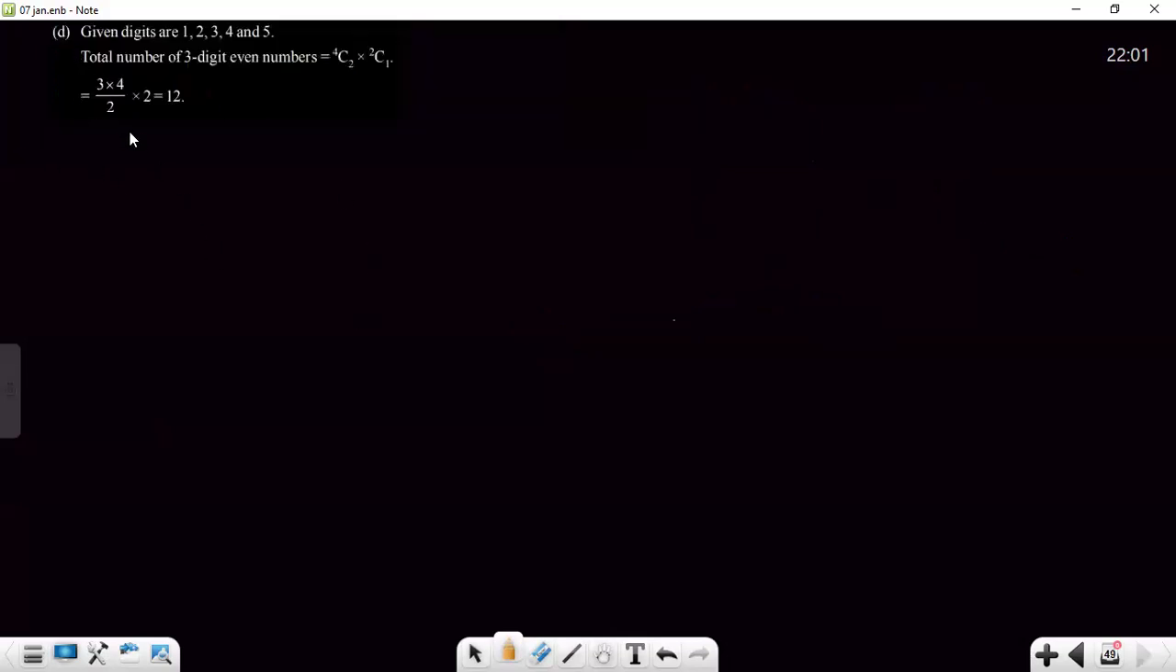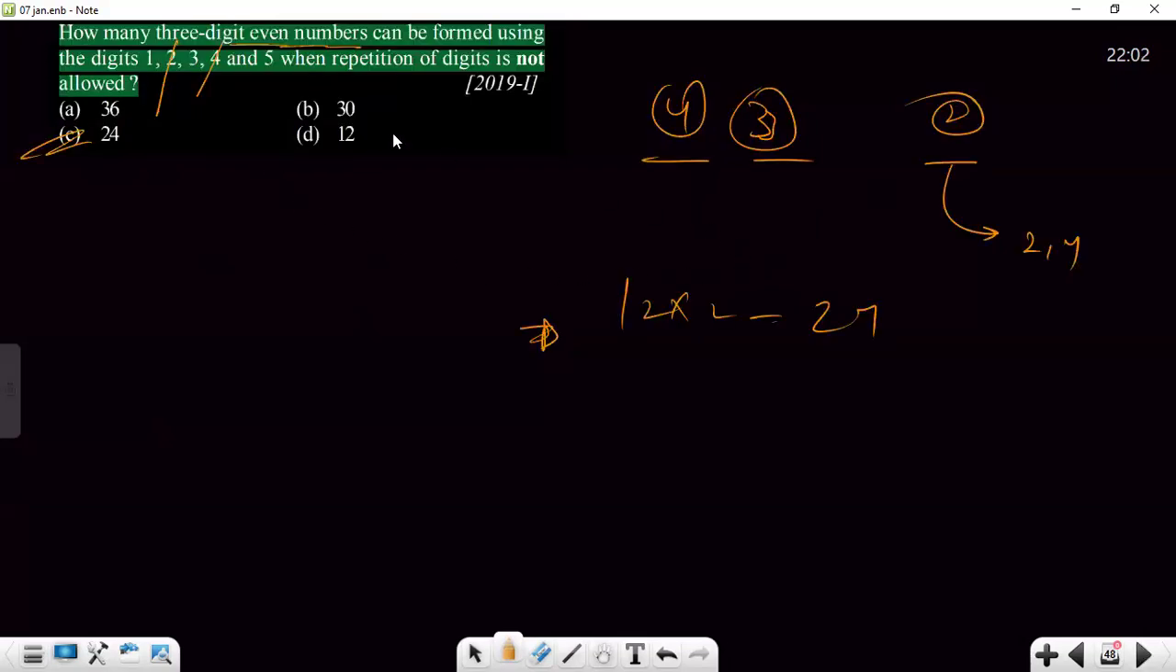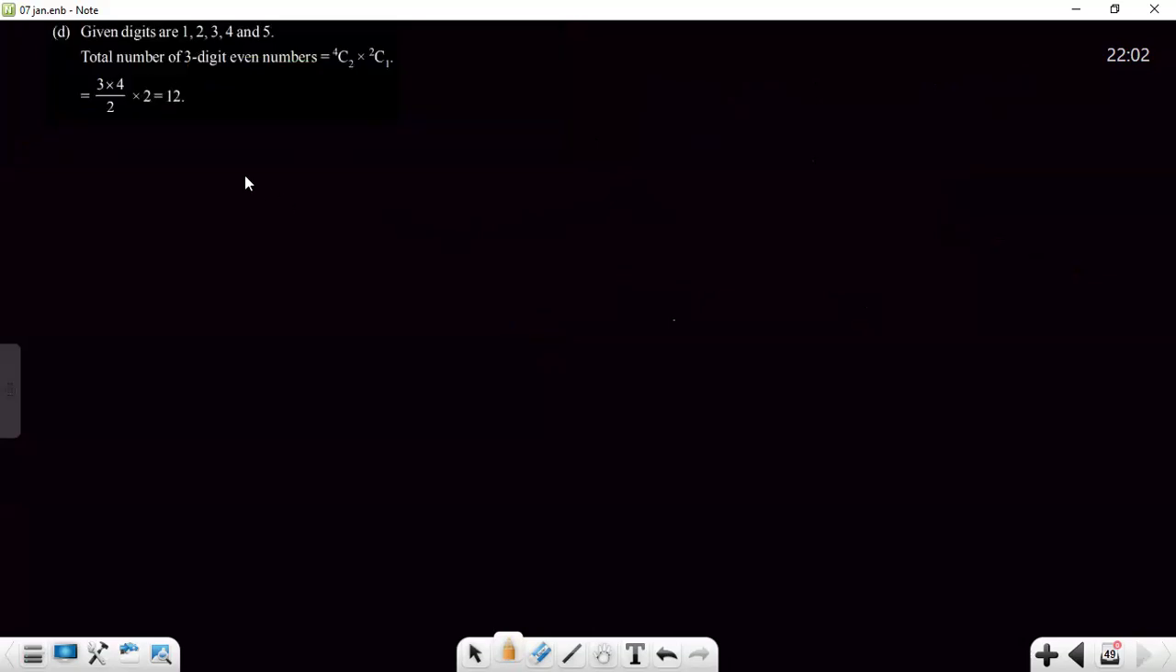Is that clear, everyone? Okay. Why is it wrong? How many choices we had? 1, 2, 3, 4, 5. How many choices for the unit digit of an even number? 2 only, 2 and 4. Okay, 2 choices here. And we had a total of 5 choices. After using 1 choice, we are left with 4 choices, then 4 into 3 into 2. So that should be correct.